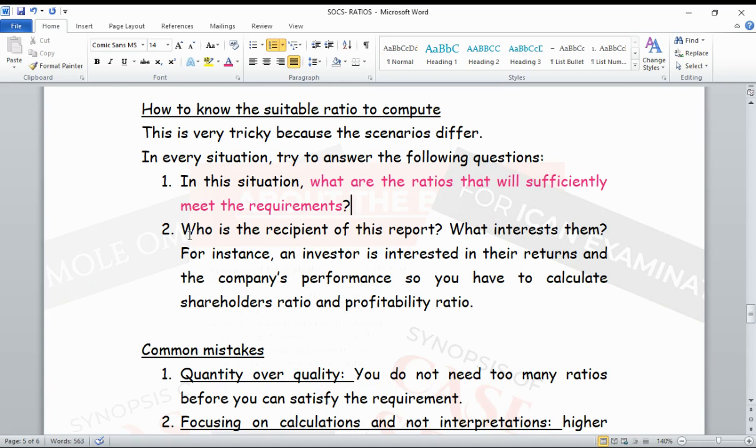So the recipient of your report is very, very important. In most case studies, the recipient of the report is usually the board of directors. That's why I see that most times, in most case studies, they'll compute profitability ratios, liquidity ratios, and so on, because the board of directors are part of the owners of the company. You have executive directors, you have non-executive directors. That one is just another ball game entirely. But these are people that are in control in the company, right? So they want to know every aspect of the company. So the recipient of your report also helps you to determine the suitable ratio to compute.